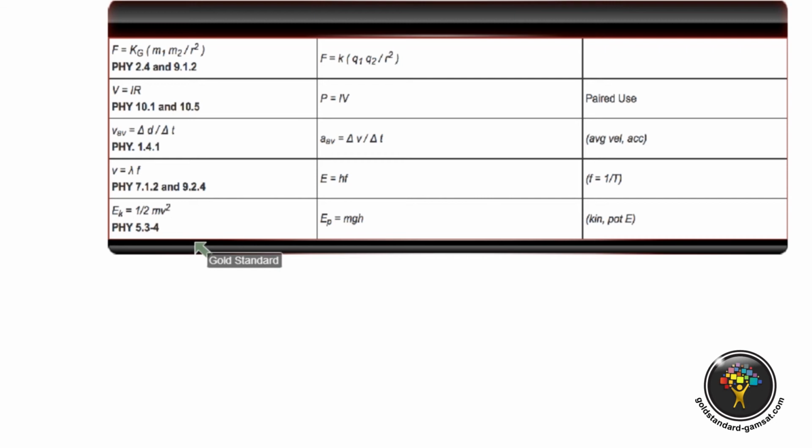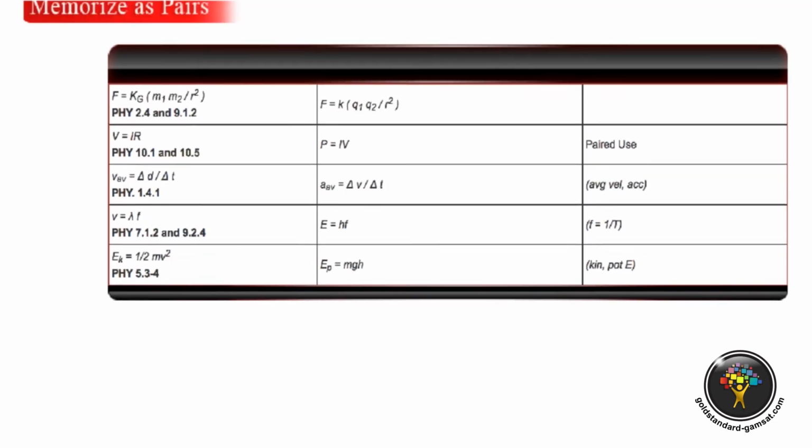And if they ever use other units, and don't forget that they can and will use units that are not SI, the only units you're supposed to know are SI system units, but they can use other systems, but they'll have to give you a conversion factor. So for kinetic energy, 1/2 mv squared, mass times velocity squared, and potential energy is mgh, mass times gravity times height.